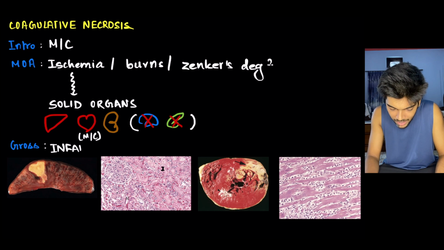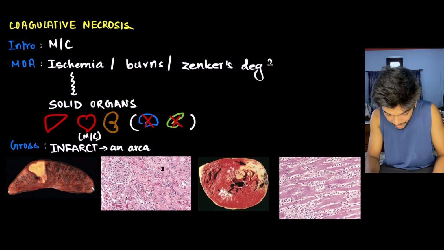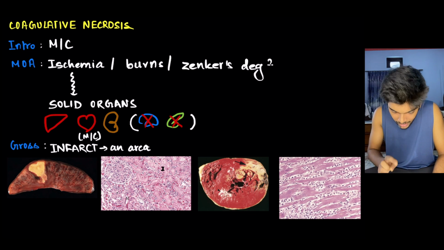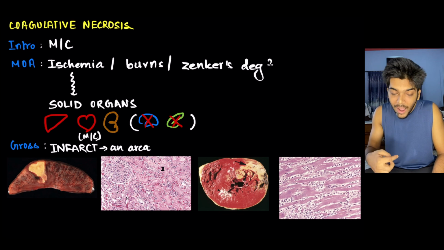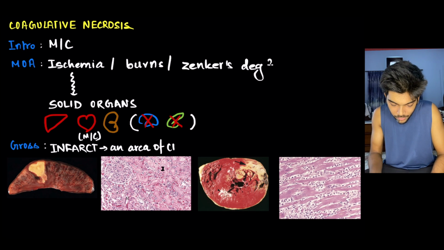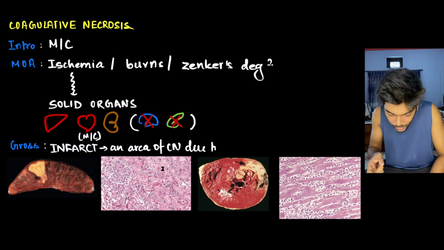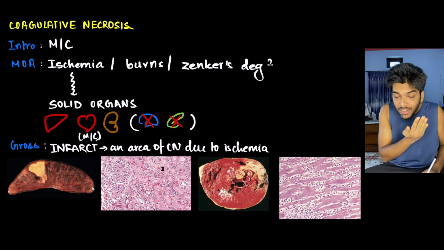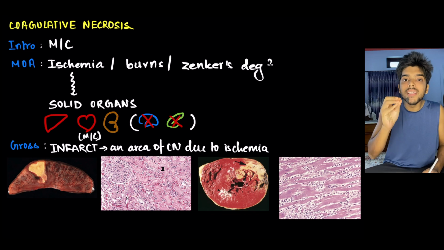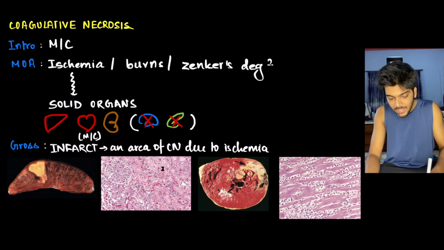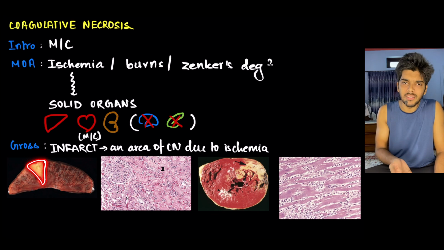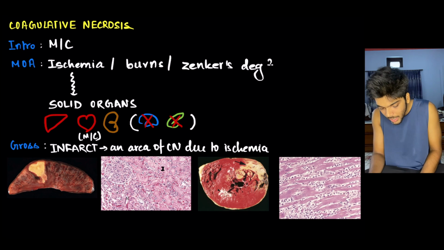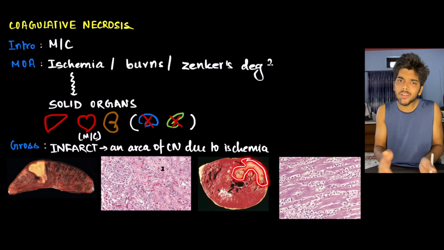Infarct is nothing but an area on a solid organ that has gone through coagulative necrosis. An area of coagulative necrosis due to ischemia. Again, what is infarct? It is an area of coagulative necrosis on a solid organ that is due to ischemia. So if there is an infarct on kidney like this, that's renal infarct. If we are talking about an infarct on your heart, that's myocardial infarct.